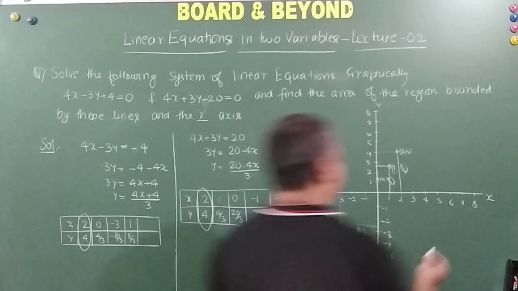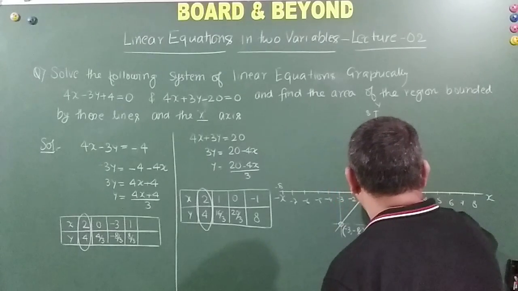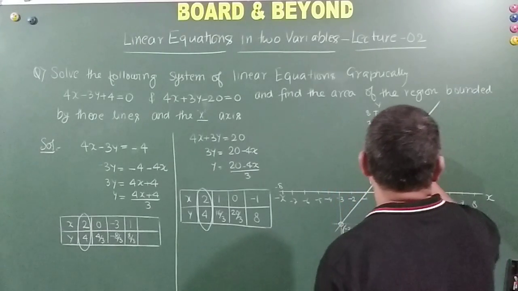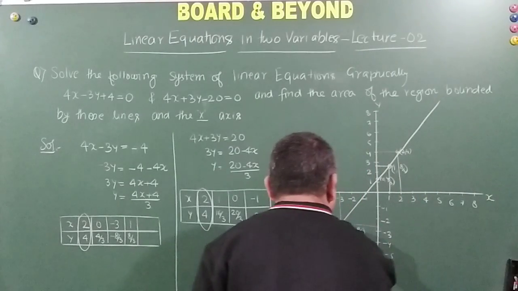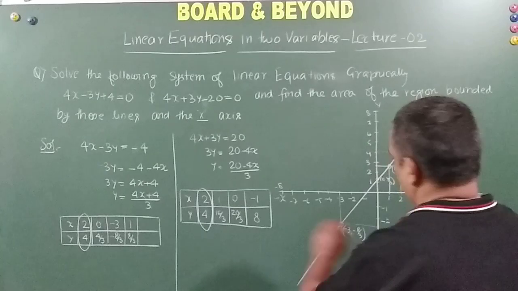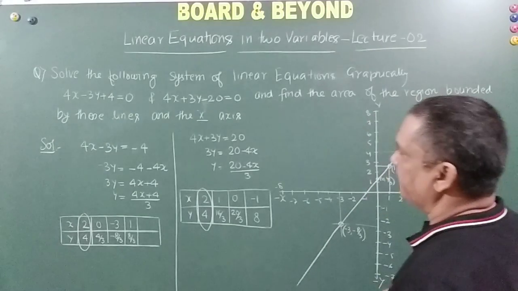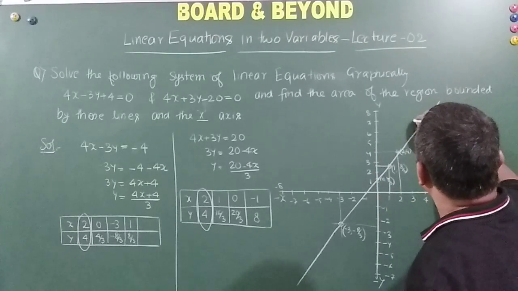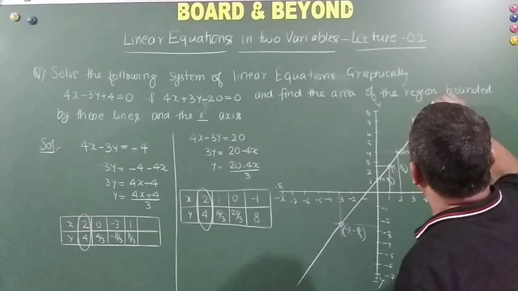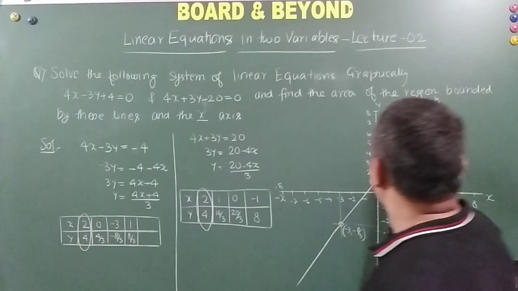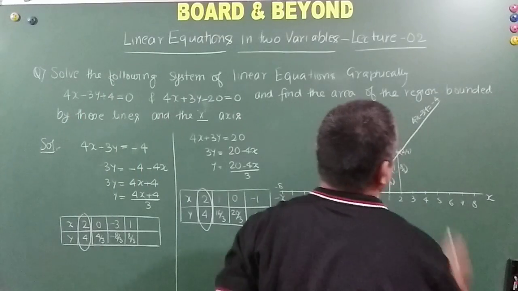Right? So now what do we do, friends? We join all these points. This way. Okay? So this I'll extend further on the other side also. So this line is a representation of which equation, my friend? 4x minus 3y is equal to minus 4. I'll write it here. 4x minus 3y is equal to minus 4. This is the representation of this equation, or you can say this as well, plus 4 is equal to 0. Both the same things, right?